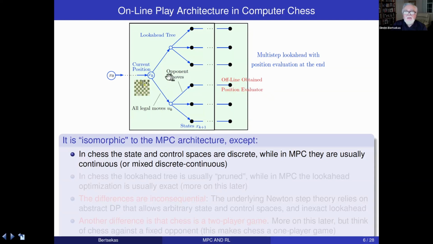Now, if you look at this diagram and you connect the previous one, they are essentially isomorphic. Both involve multi-step look ahead with some kind of cost evaluation that represents the future. However, there are some differences. In chess, the state and control spaces are discrete. There's a finite number of positions, finite number of moves that we can make. Whereas in MPC, they are usually continuous, or sometimes mixed, discrete and continuous.